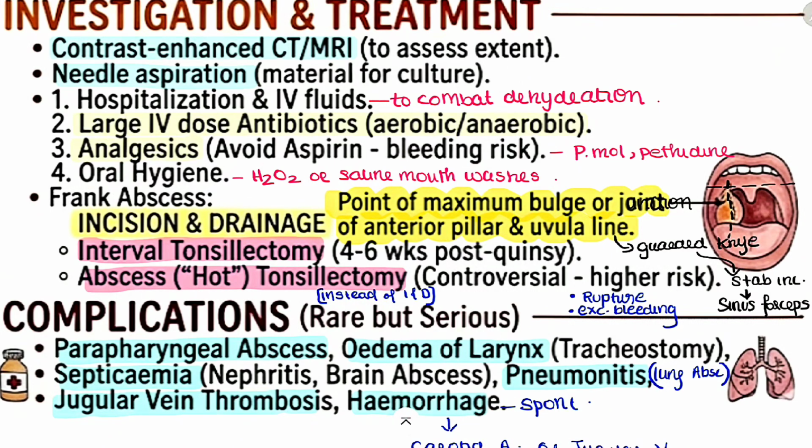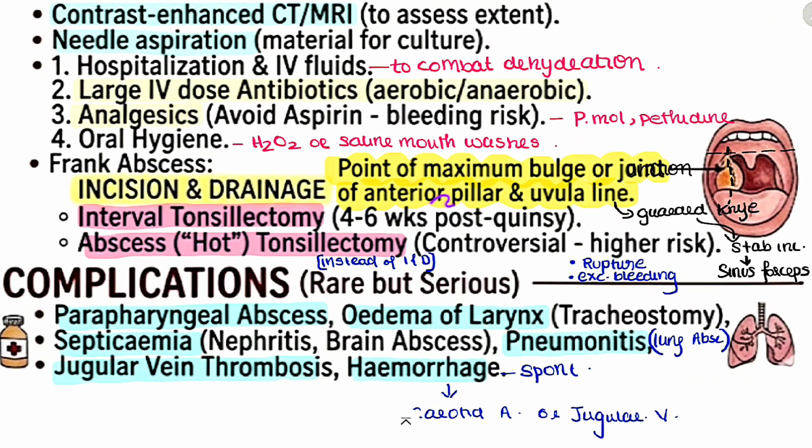Now, if it is not relieved by medication, that is, if it is a frank abscess, we have to do incision and drainage. And where are we doing? We will do the incision and drainage at the point of maximum bulge or the junction of anterior pillar and uvula line. So, lateral to this junction, we will do the incision and drainage. And after 4 to 6 weeks of incision and drainage, we can do interval tonsillectomy.